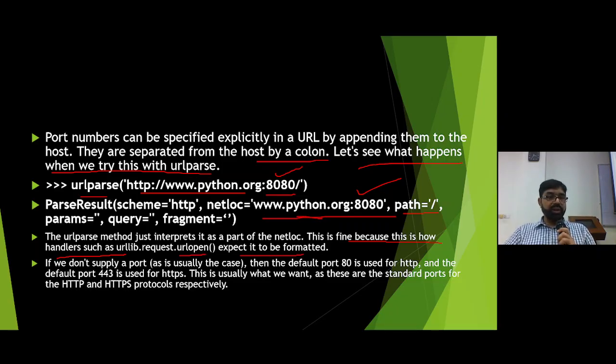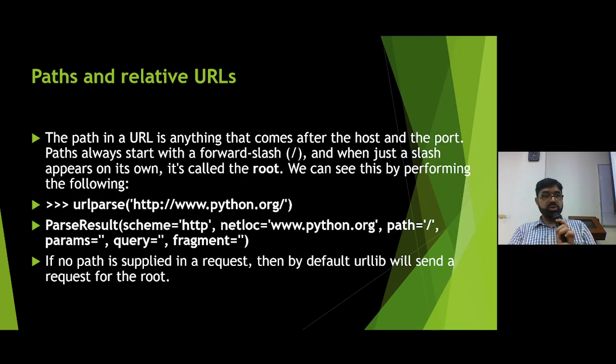If we don't supply a port, as is usually the case, then by default it's 80, which is for HTTP, and the default port 443 is used for HTTPS. Okay, so this is usually what we want, as we use the standard ports for the HTTP and HTTPS protocols. Sometimes people use ports other than these for HTTP and HTTPS, but usually it's these ports. So, path and relative URLs. The path in a URL is anything that comes after the host and the port.